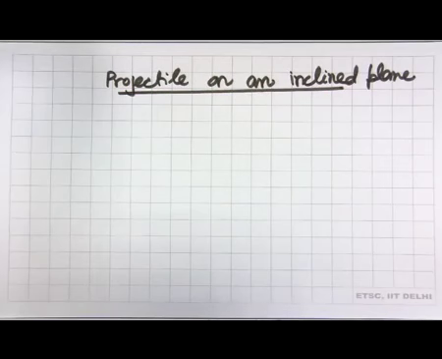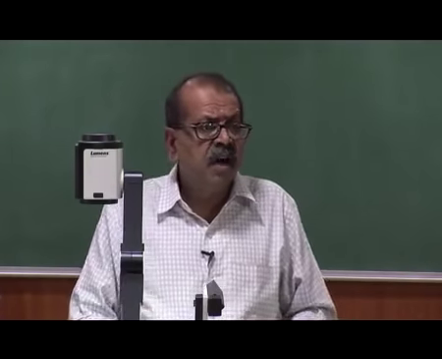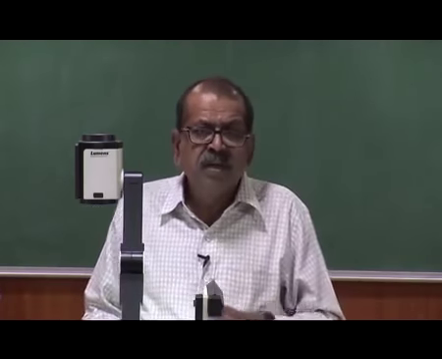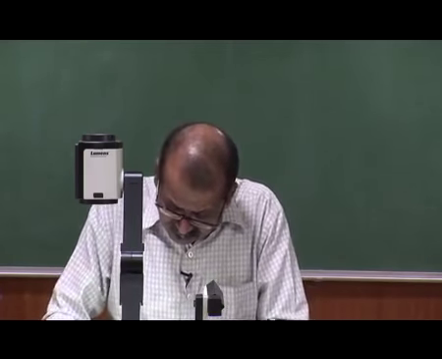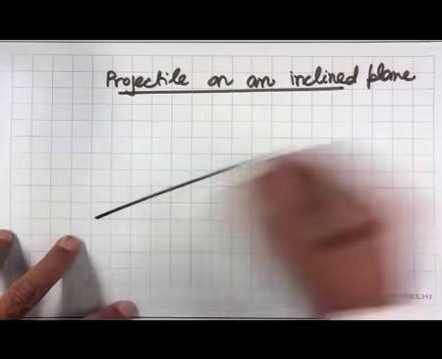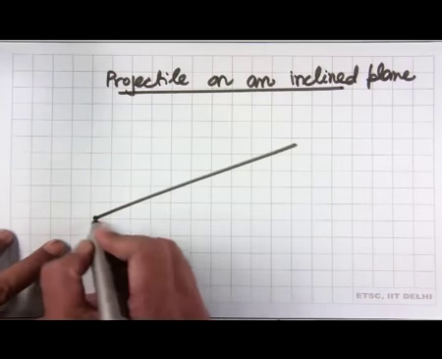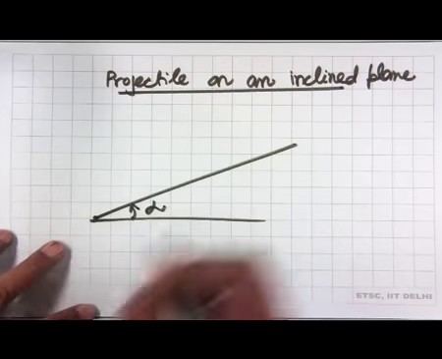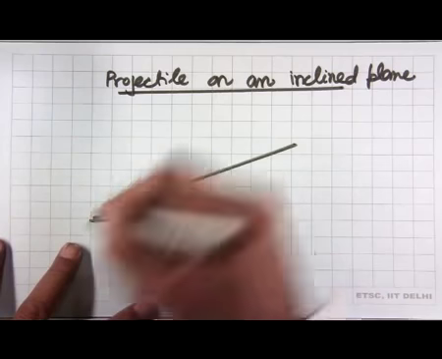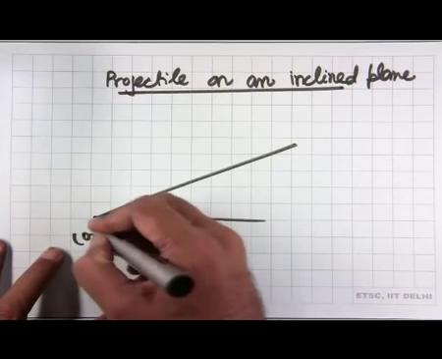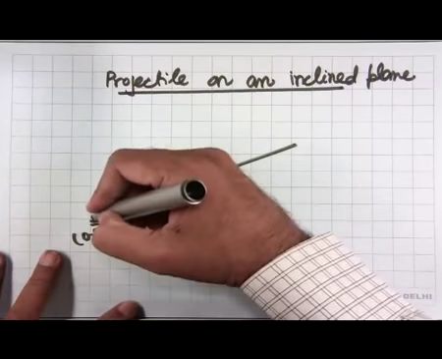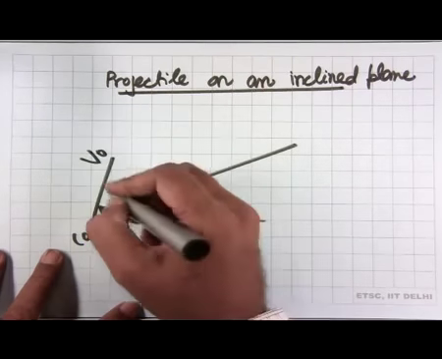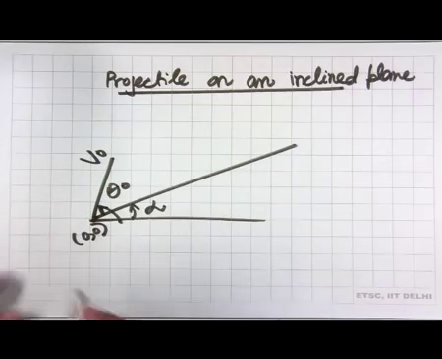Actually, the equations we have derived earlier are valid here also. But when we talk of an inclined plane, let us look at the problem. Suppose we have a plane, at an angle alpha, with the coordinate origin 0 0, and we throw a projectile with a velocity v0 at an angle theta 0 from the horizontal.